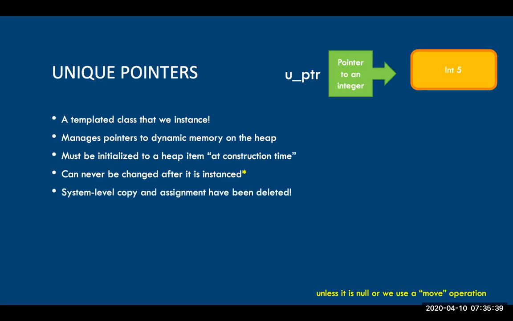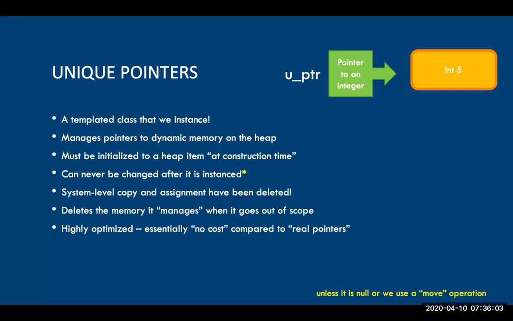And as I mentioned, the system level copy and assignment operations for the class have been removed. So if you try to do some basic copying or assigning, the compiler is going to catch it and warn you about it very, very early on. But otherwise, when we delete the unique pointer, if it goes out of scope, it's going to manage and clean up the data that's on the heap. So in other words, it's going to get rid of that int 5 if our U pointer goes away.